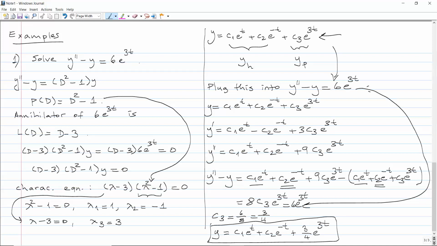Okay, now let's work out another example. And in this case, let's make it an initial value problem. Solve the initial value problem.